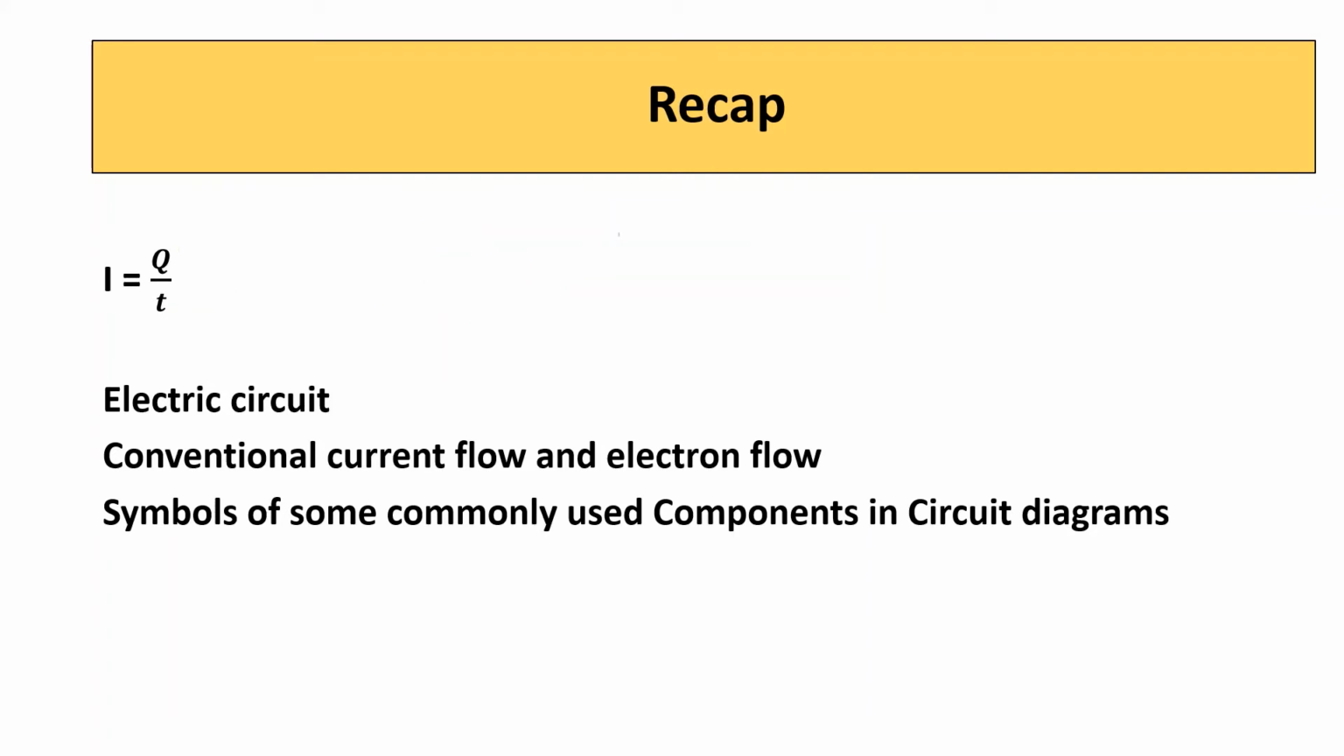If this electric current flows in a continuous and closed path, then you will say that as an electric circuit. The conventional current flow is always from the positive terminal to the negative terminal, whereas the electrons are actually flowing from the negative terminal to the positive terminal. Also, we learn some of the symbols of components which you are using in circuit diagrams.